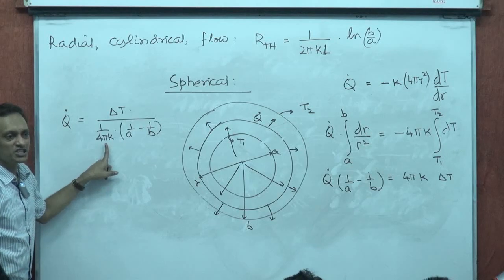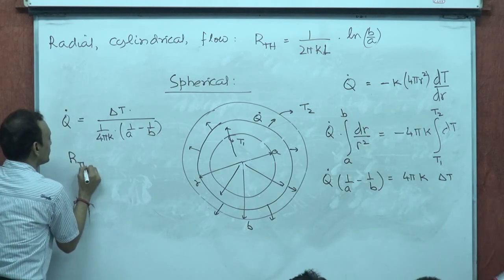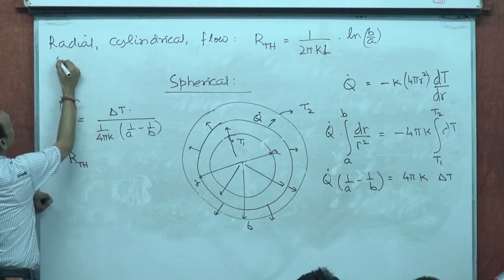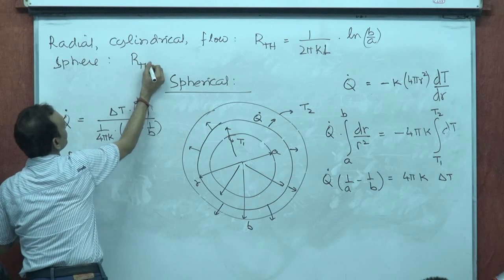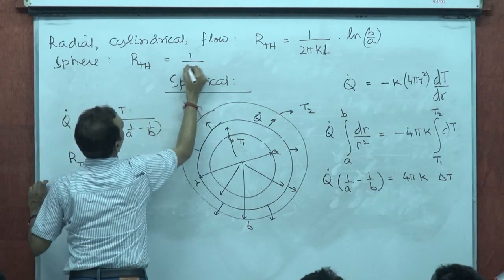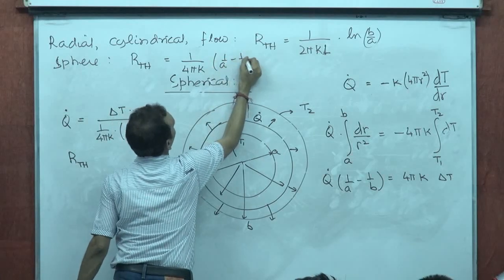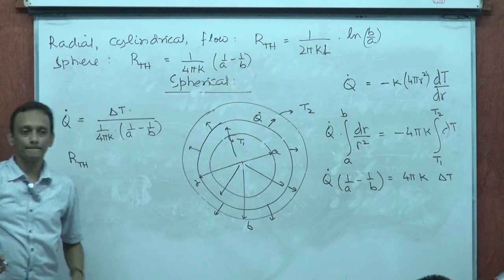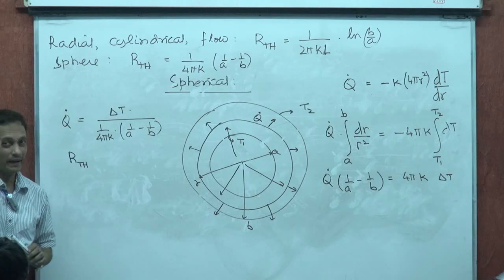So what's the thermal resistance associated with it? Thermal resistance for a sphere is going to be 1 by 4 pi k, 1 by a minus 1 by b. Right?